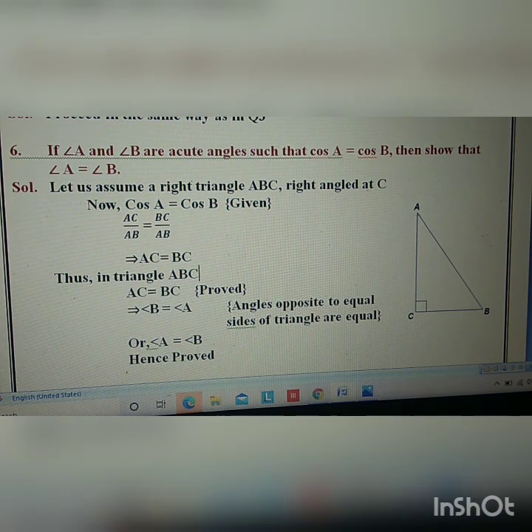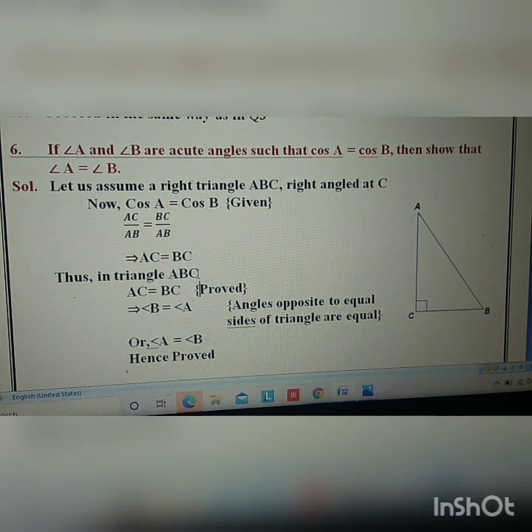But it may be possible that angle A and angle B are angles of two different triangles. So we will proceed for that type of questions in the next videos, where we will discuss some additional important questions. Now let's move towards question number 7.